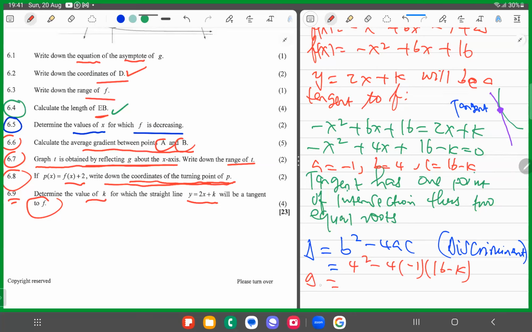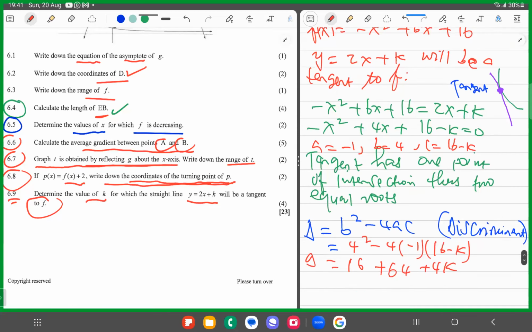So you square the 4, it becomes 16, and then you distribute -4 times -1, which is plus 4, which gives us 64, but the plus 4 times minus k at the end gives us minus 4k. Just watch the signs.